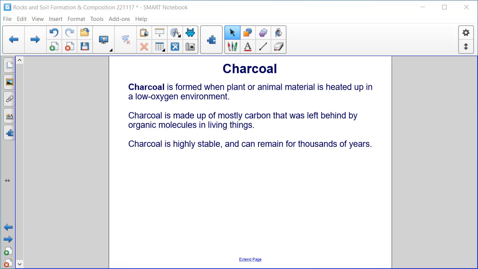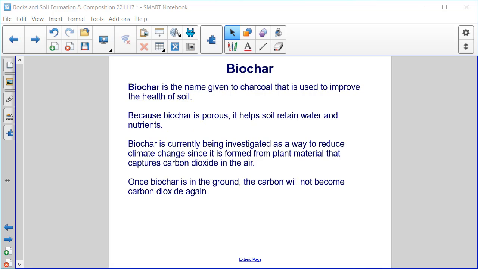Charcoal. Charcoal is formed when plant or animal material is heated up in a low oxygen environment. Charcoal is made up of mostly carbon that was left behind by organic molecules in living things. Charcoal is highly stable and can remain for thousands of years.